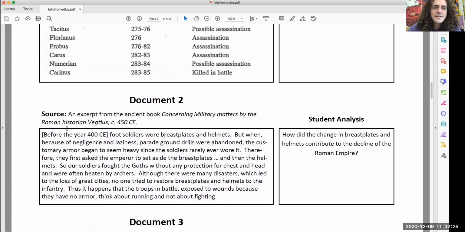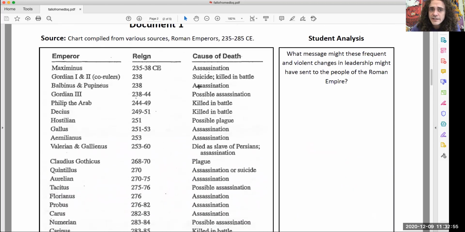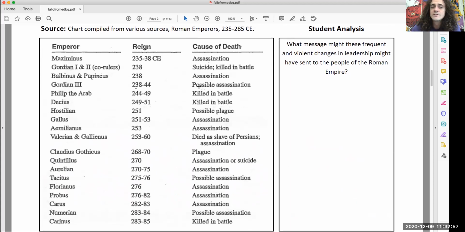So once again, we can read this, right? I'll leave that to you. But basically, how did the change in breastplates and helmets contribute to the decline of the Roman Empire? Now, let's be real. Obviously, technology plays a big part, but are they talking about the breastplates and the helmets actually being the cause of the whole fall? Probably not. But could you make the argument that this armor and the lack of training or preparation could be directly related to document 1 and the lack of consistent rulers? You could totally make that argument.